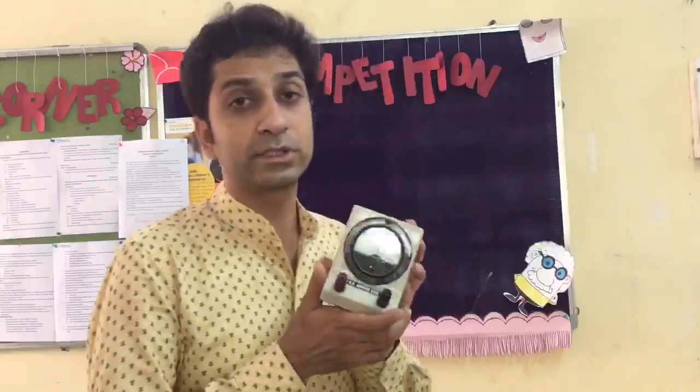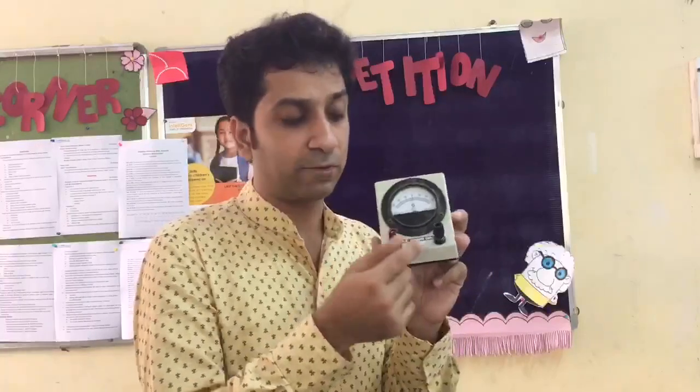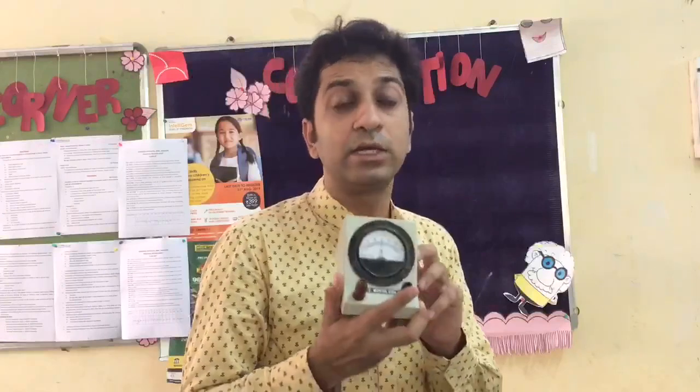So this is a galvanometer, right? This is called a galvanometer. A G is written there, that denotes galvanometer, and these are the two terminals. The red one is positive, the black one is negative. For what purpose is a galvanometer used? It is used to measure very weak currents.